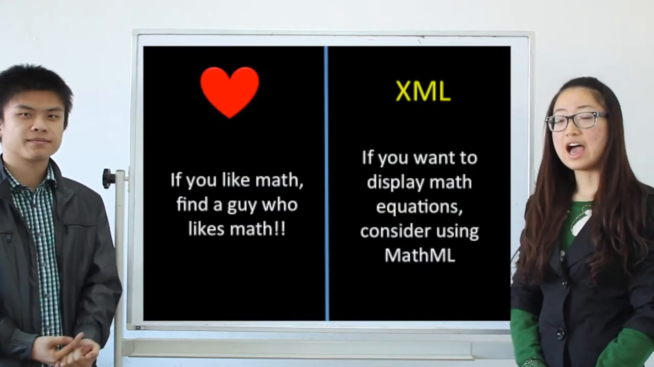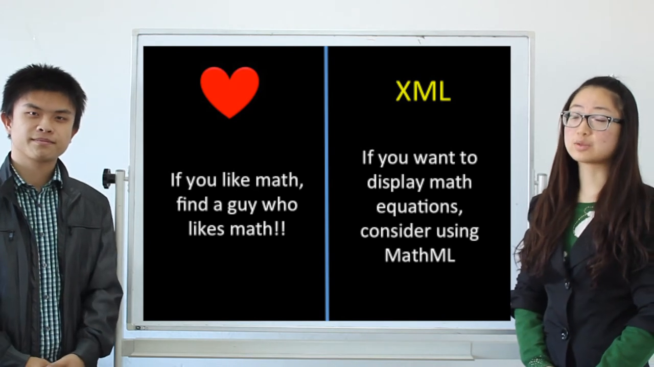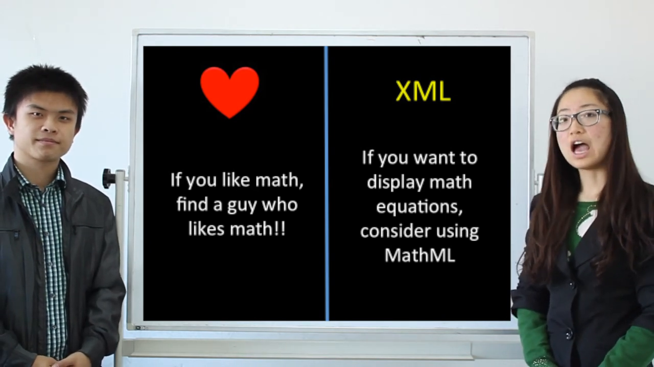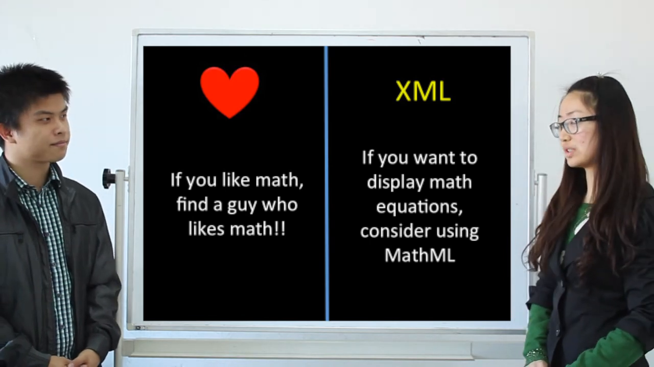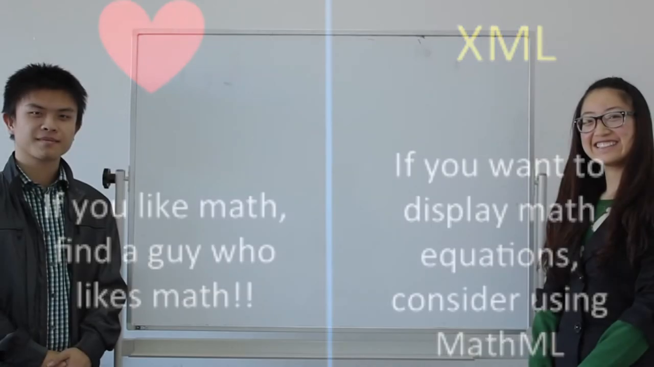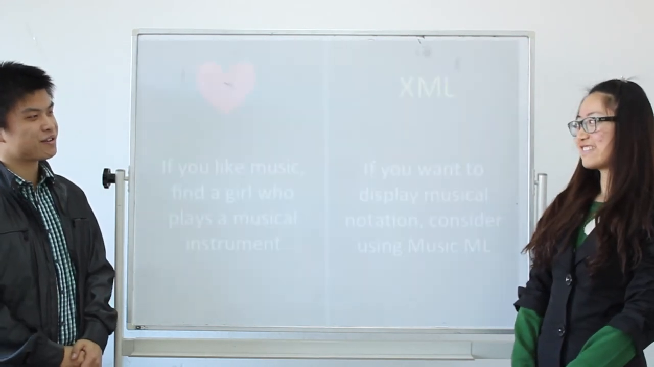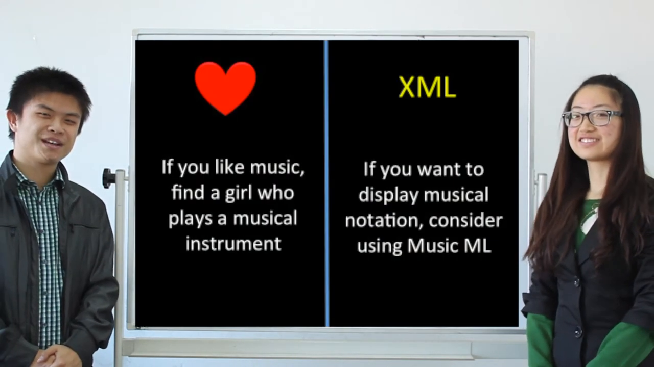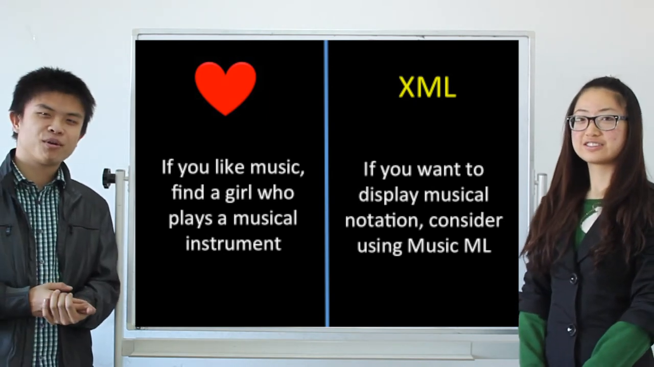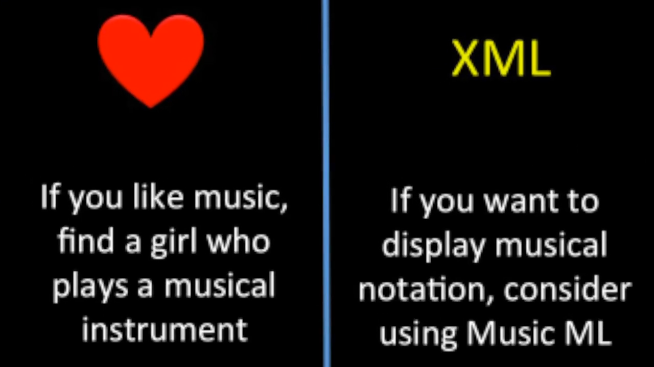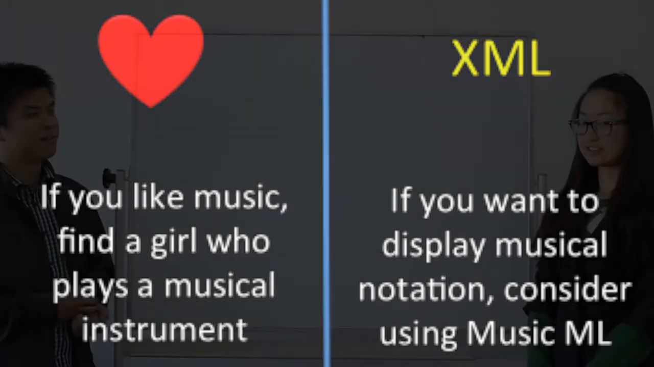Yeah, for example, if I like math, I should find a guy who likes math as well. Just like how people who wish to display math equations can consider using MathML. Yes, and if you really like music, go find a girl who plays musical instruments so that you can practice together. Just like how people who want to display musical notations can use MusicXML.